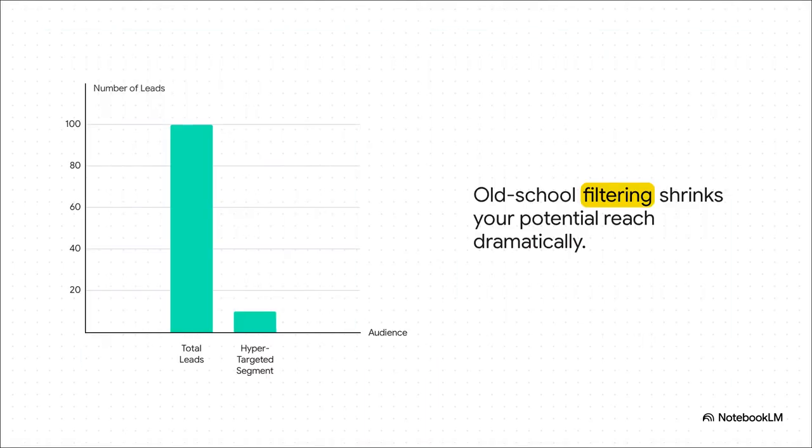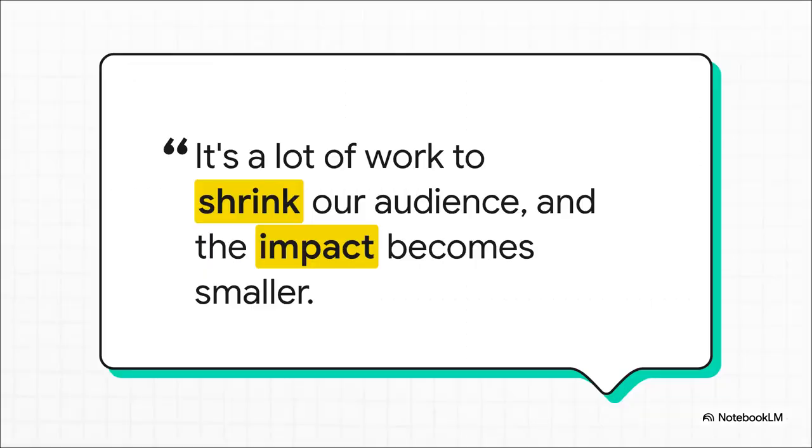So let's look at that first problem. Say you start with 100 leads. The old way of thinking tells you to filter, filter, filter, right? Find that one perfect, super specific segment. But after you apply all those filters, poof, your audience of 100 is now just 10 people. And this really hits the nail on the head. You're putting in all this effort just to make your audience smaller and smaller. It's a ton of work for a group so tiny it can barely move the needle. It's a classic case of diminishing returns, and it just doesn't scale.